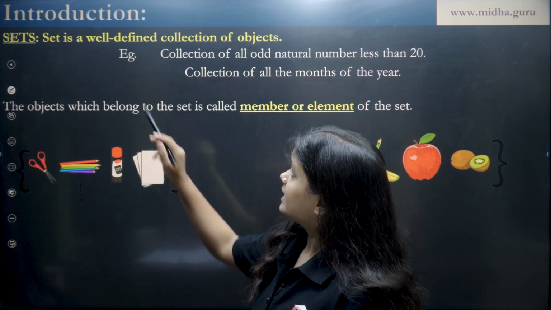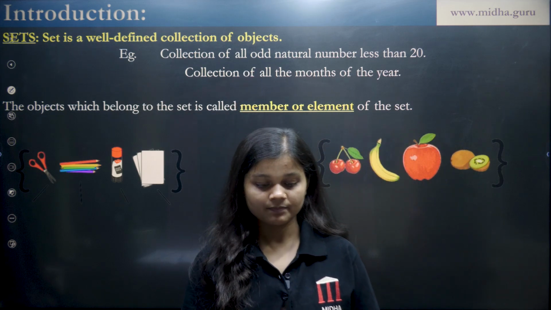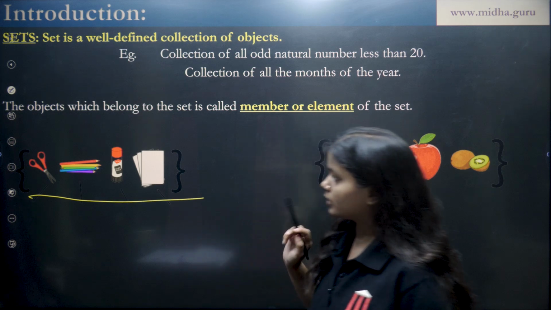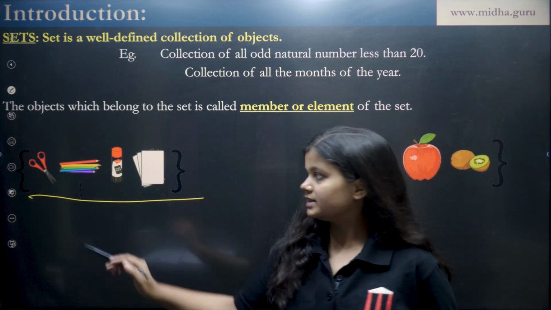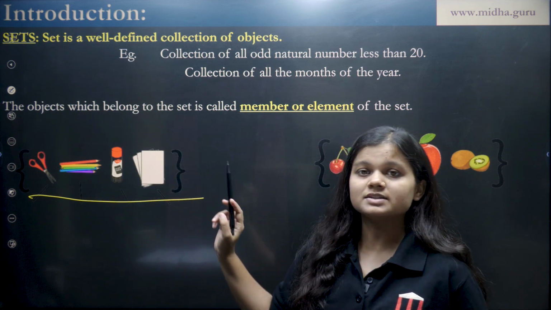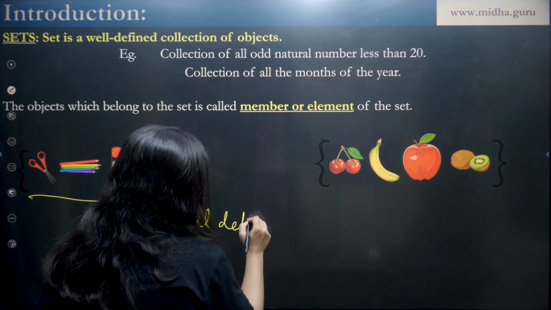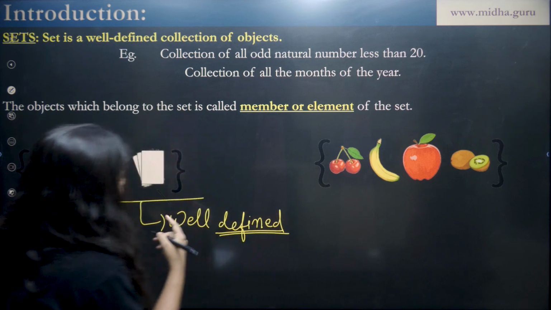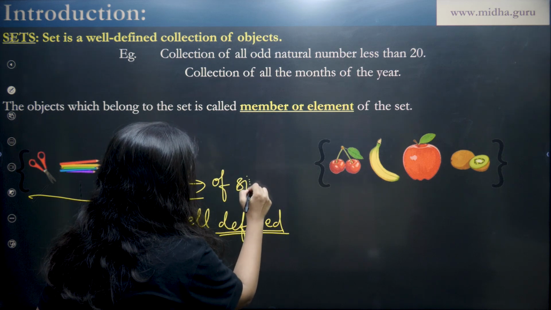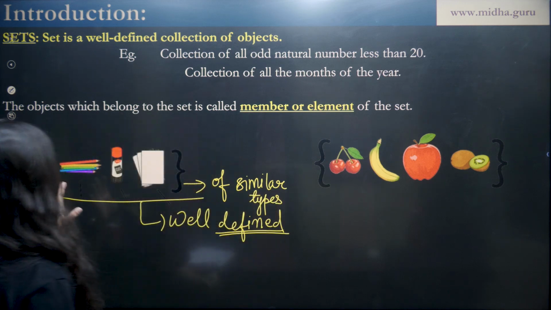First is set. What is a set? A set is a well-defined collection of objects. What does that mean? Look at these. These are stationery objects: scissors, color pencil, glue stick, and paper. These are stationery objects and it is well defined. Well defined means these are of similar types. So these are called sets.